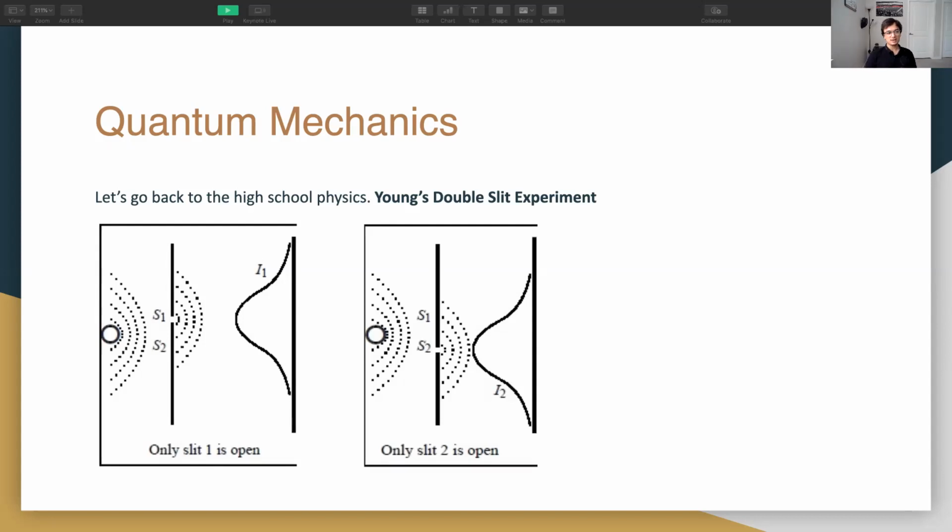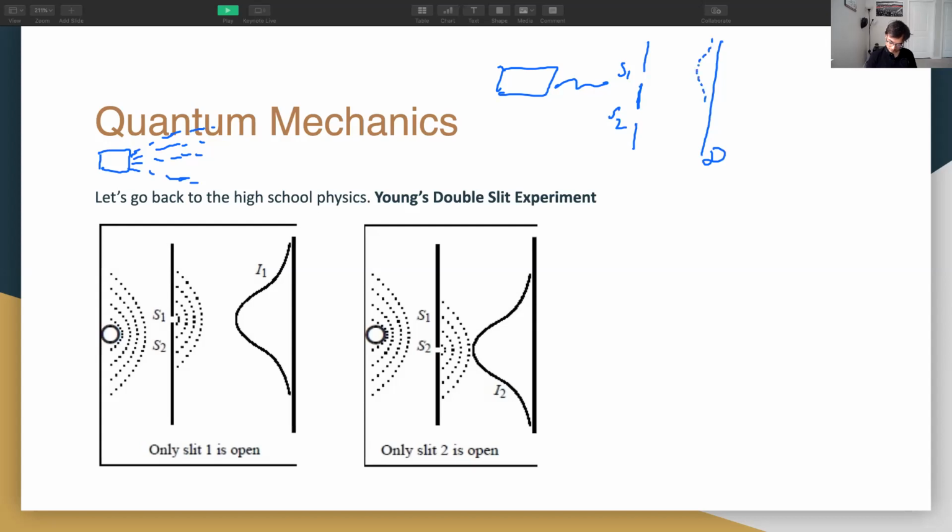So if I say that now my S1 and S2 are both open, intuitively what should happen is my pattern should look something like this. With both of the patterns, it should look like the maximum intensity in the middle of S1 and S2, and the intensity decreases in the form of a normal curve as we go far from S1 or S2.